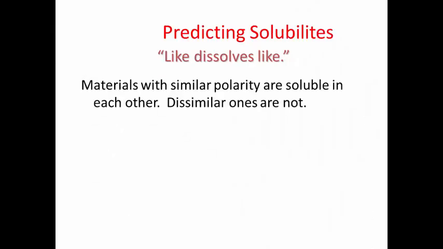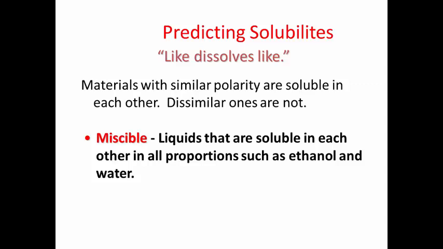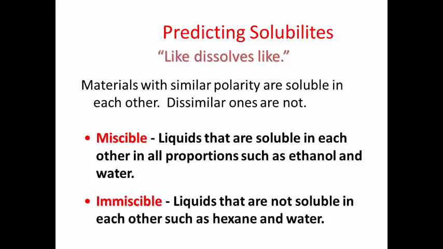One of the ways to predict solubilities is "like dissolves like." So materials with similar polarity are soluble in each other and dissimilar ones are not. So for molecular substances, water would dissolve anything else that's polar because water is polar, but will not dissolve things very well that are nonpolar. When two things are soluble in each other in all proportions, we call that miscible. And when they are not soluble in each other at all, we say it's immiscible.